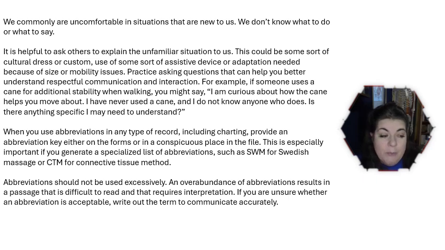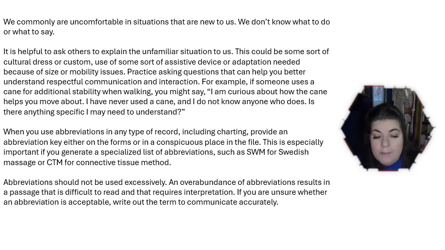This is especially important if you generate a specialized list of abbreviations for your office, like if you use SWM for Swedish massage, all right, or CTM for connective tissue method. All right, I never would have guessed CTM for connective tissue method, personally myself, so that is great to always have a key. And I do have a list of pathology abbreviations that's pretty awesome for you guys to be able to print out and keep and utilize.